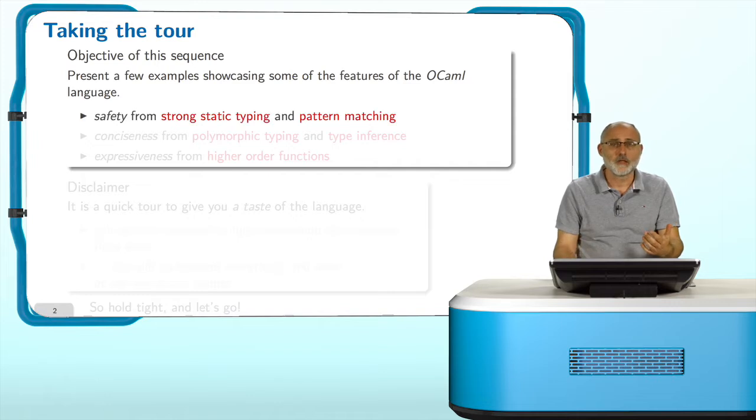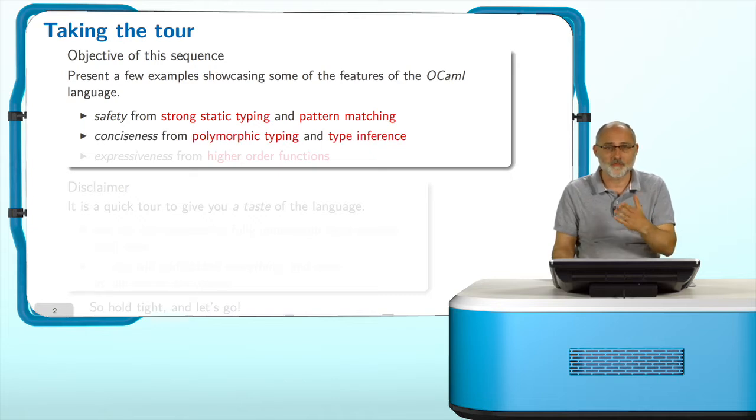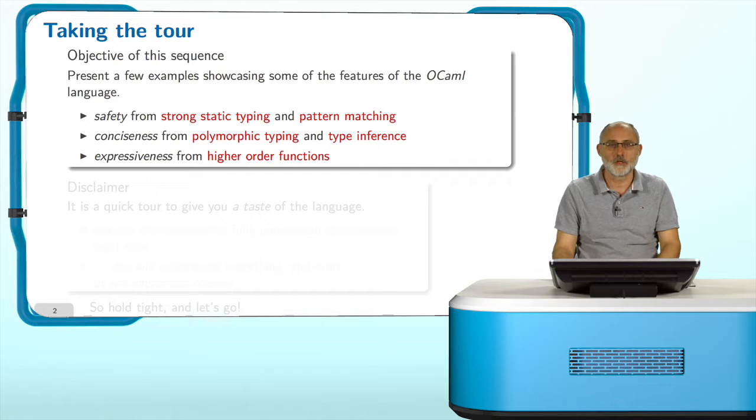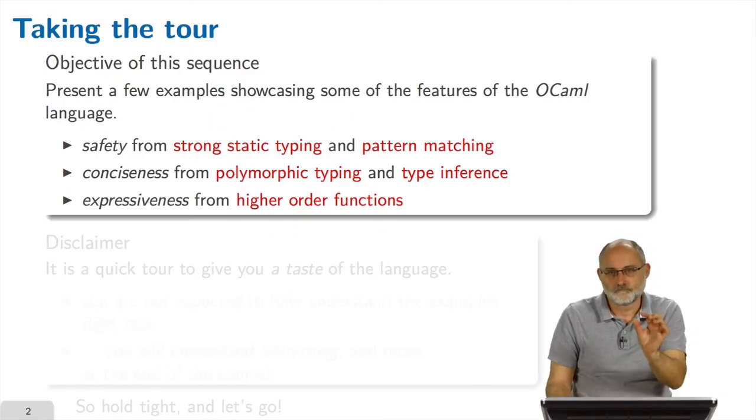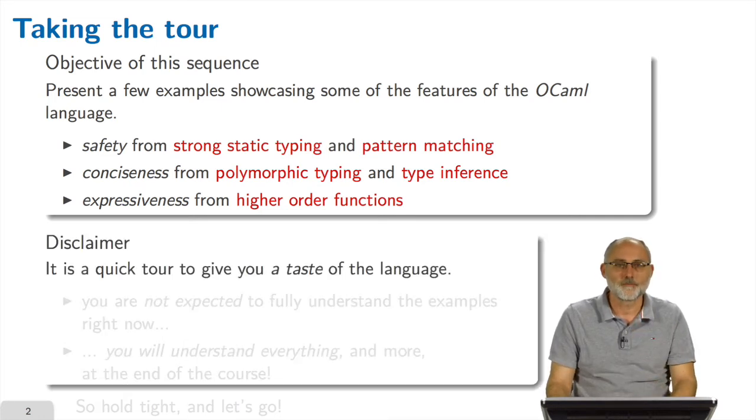You remember, the users told us what they like is safety because of strong static typing, pattern matching, conciseness because of polymorphic typing and type inference, expressiveness from higher order functions. So let's look at some examples that show short sequences of code with these features.